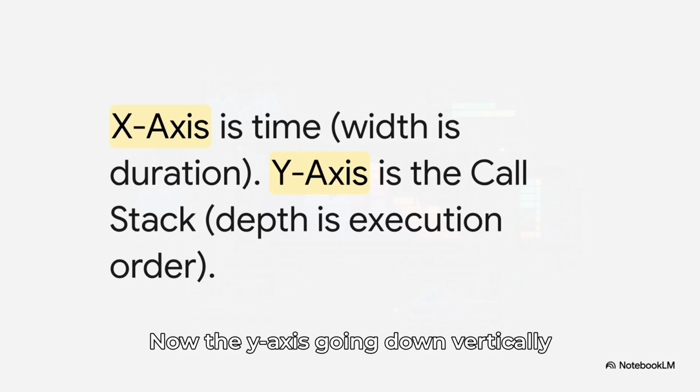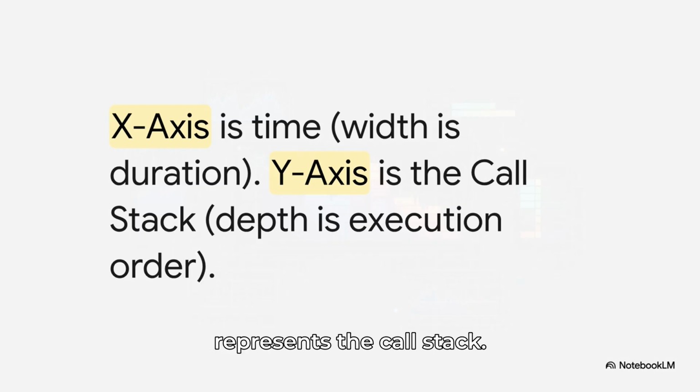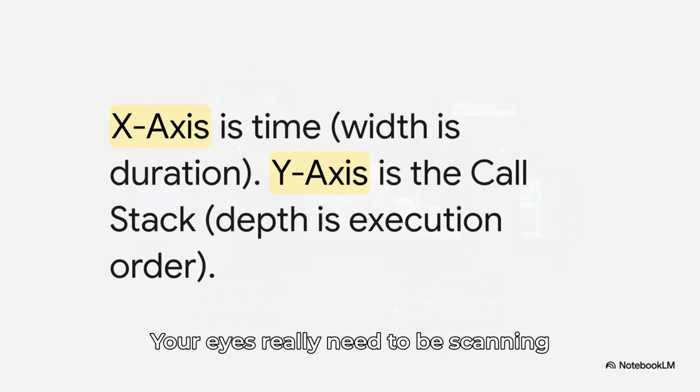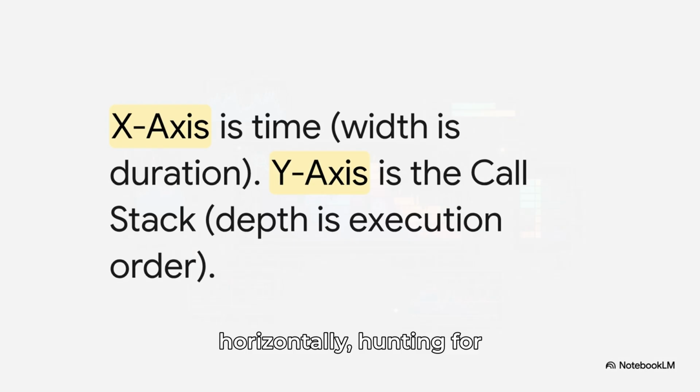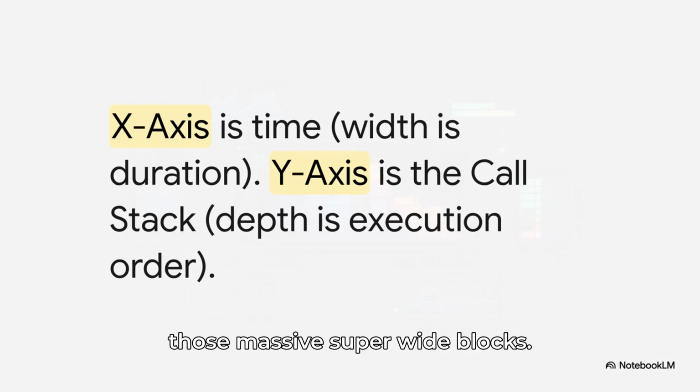Now, the y-axis going down vertically represents the call stack. It just tells you what called what. A function on top called the one right below it. And a really deep stack isn't inherently a bad thing. It mostly just means your code is heavily nested, which is super standard if you're using React or Angular. Your eyes really need to be scanning horizontally, hunting for those massive, super wide blocks.